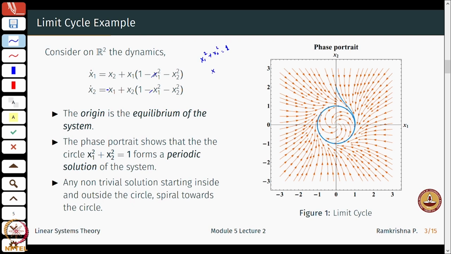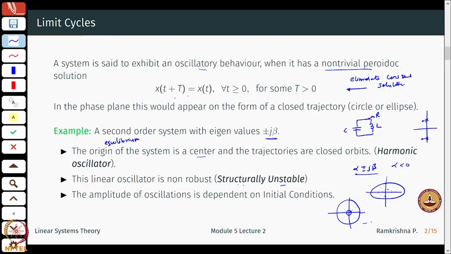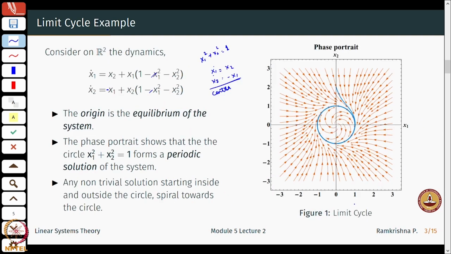So, I have x1 dot is x2, x2 dot is minus x1, and this again corresponds to an equilibrium point which is a center, right. So, you will have closed orbits of this form. Okay, what is the difference between what we were looking at in cases like this and this is the following.